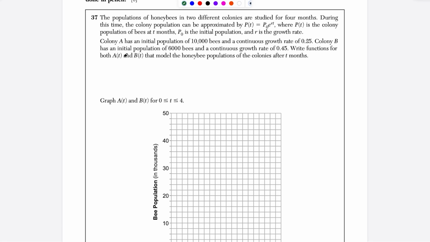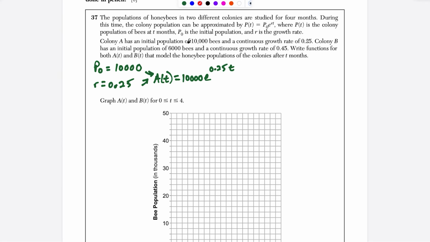So first, let's come up with the function for A of t. That's referring to colony A, and colony A has an initial population of 10,000. The initial population is modeled by P naught, so that's this part over here. And then we have a continuous growth rate of 0.25. So I'll just write that over here. This is for colony A, which will help us write a function for A of t. So we're going to combine this information and say that A of t is equal to P naught, which is 10,000, times e to the rt, and r is 0.25, times t like this. So that's our function for A of t.